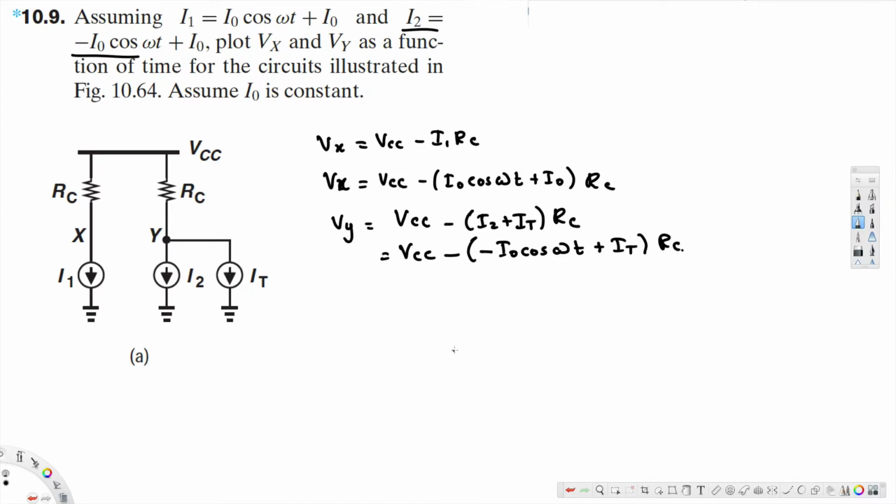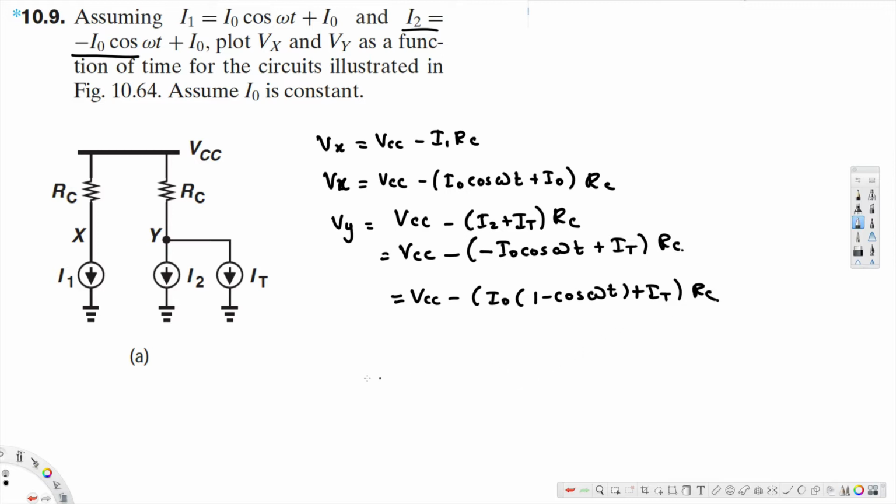Now let's go ahead and simplify. Here we can take the I naught common, so this will become Vcc minus, if I take I naught common, this is going to be just 1 minus cos omega t plus IT times Rc.